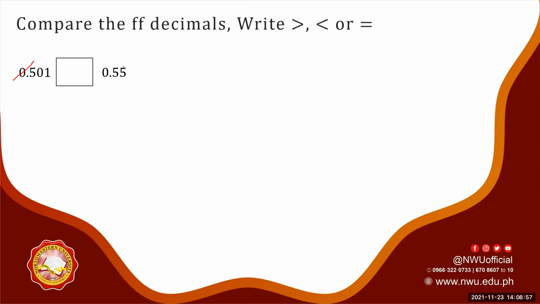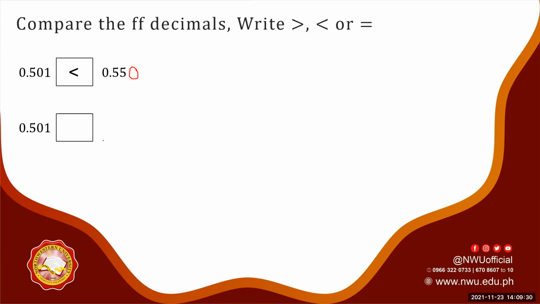You have the same whole number, but they do not have the same number of decimal places. That's the reason why you need to add a 0 here. Only then can you continue comparing them. So this one is 501, while this is 550. So which operation will we use? Of course, 550 is bigger. That's why it is like that. Okay?